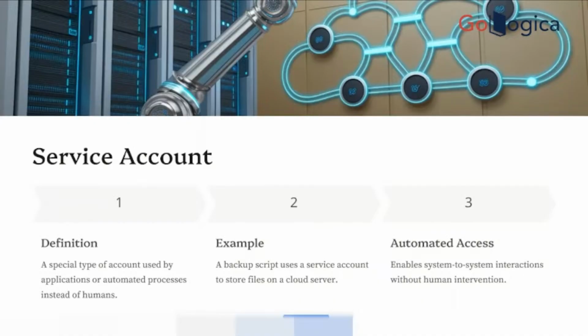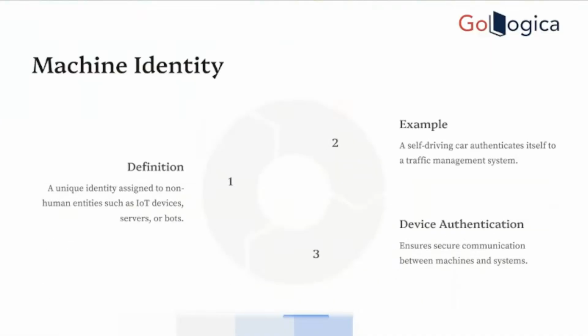Now we are having the identity. What should that be? The machine identity. Machine identity means a unique identity assigned to non-human entities. That we call a machine identity, like your IoT devices, your servers, your bots, your printer. So what exactly are these? These are the machine identity.